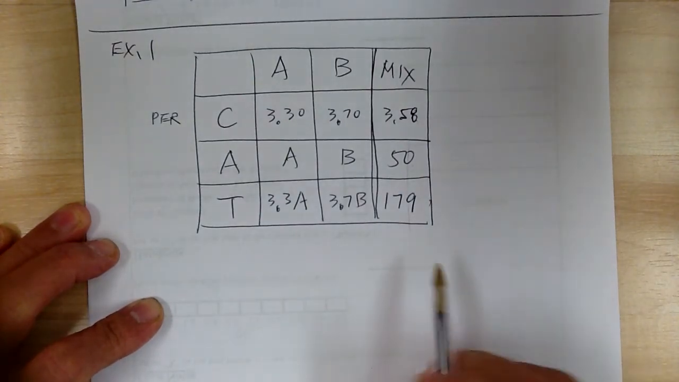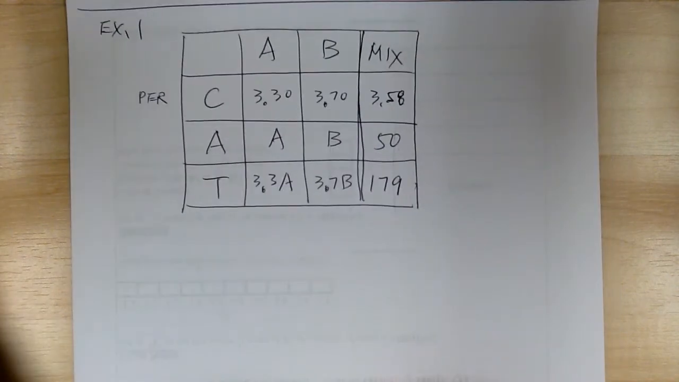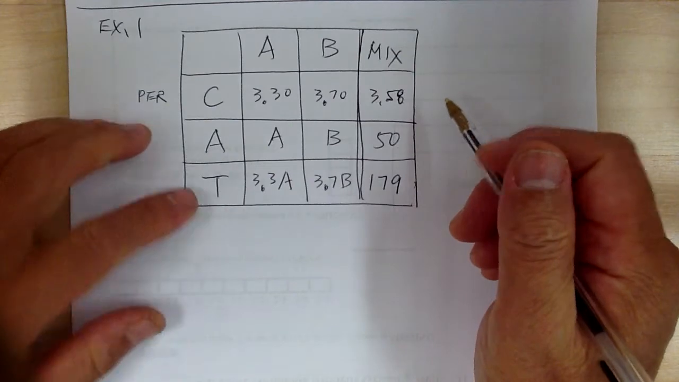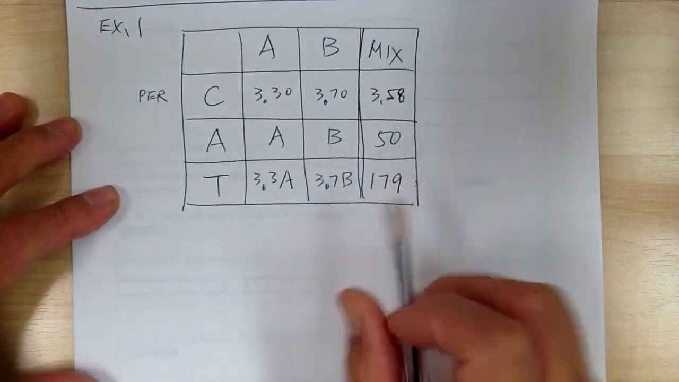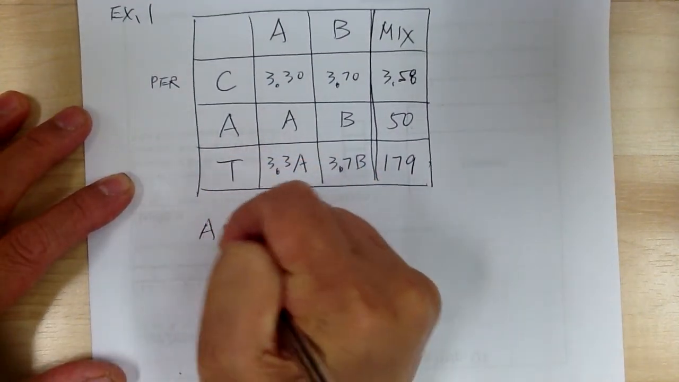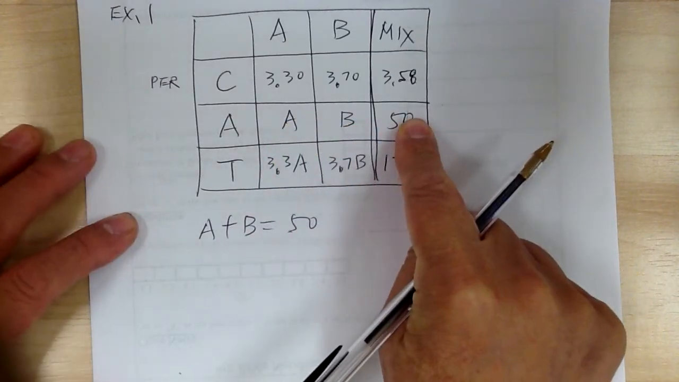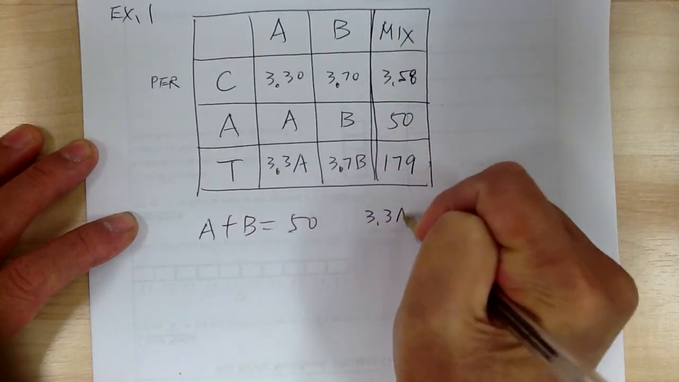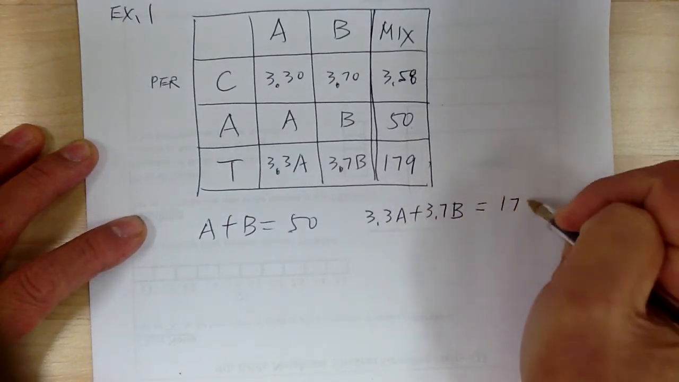So again, when you mix, how are you going to mix things? You mix things by adding them. So when you're mixing things, you're adding them together. That means you take brand A and brand B together to get a mix. So that's your first equation: A plus B equal to 50. Again, you're mixing these two together to get that. And the cost would be the same, so again, you add across. So you're going to get 3.3A plus 3.7B equal to 179.